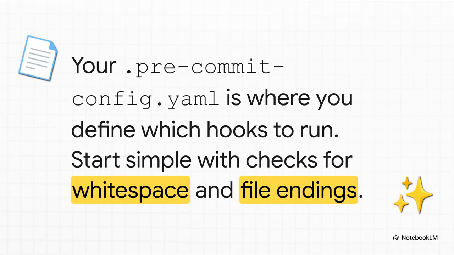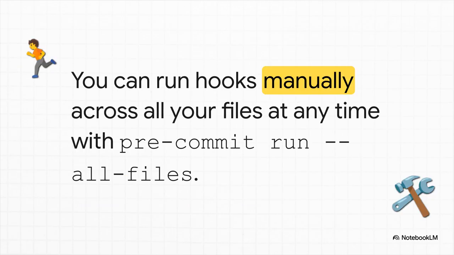So that config file I mentioned, the .pre-commit-config.yaml, that's where all the magic happens. It's basically a shopping list of all the checks you want to run. When you're just starting out, you can keep it super simple. Add some basic but really powerful checks, like getting rid of trailing whitespace or making sure every file ends with a newline. Small things that make a big difference. And hey, here's a little pro tip for you. You don't actually have to wait until you commit to see what happens. You can run all your hooks manually across every file in your project with this command. This is an absolute lifesaver if you're trying to clean up an existing code base.